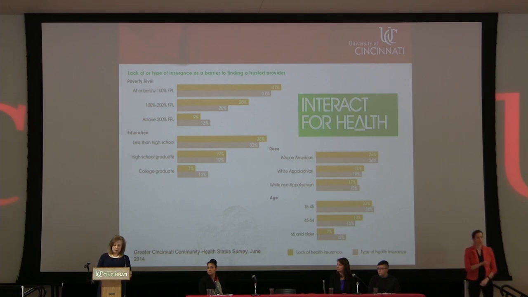In 2013, our research team worked with Interact for Health to add questions to their community health status survey. We asked if either a lack of health insurance or the type of health insurance had been a barrier to finding a trusted provider. First, we found that a lack of or type of health insurance was a barrier to finding a trusted provider. We also found that young, poor, and less educated were more likely to report insurance as a barrier. And lastly, we found African Americans were more likely to report insurance as a barrier.